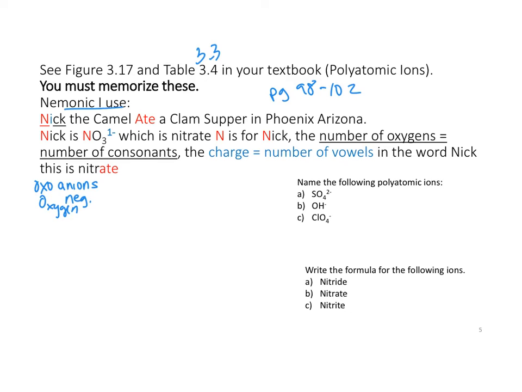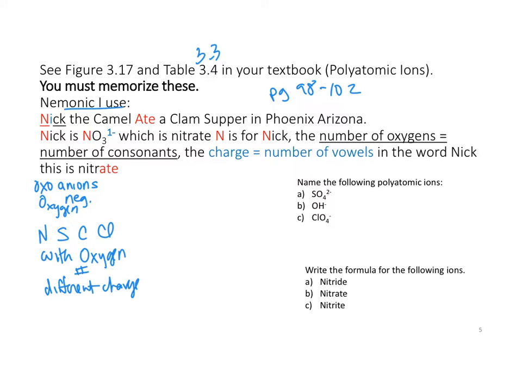Now, on your periodic table, your nitrogens, sulfurs, carbons, chlorines, they like to form bonds with oxygen. And this is just the environment in which we live. We live in an oxygen-rich environment. So each one of these will form a different number of bonds with oxygen, and they'll have a different charge. And you have to memorize these with the names.